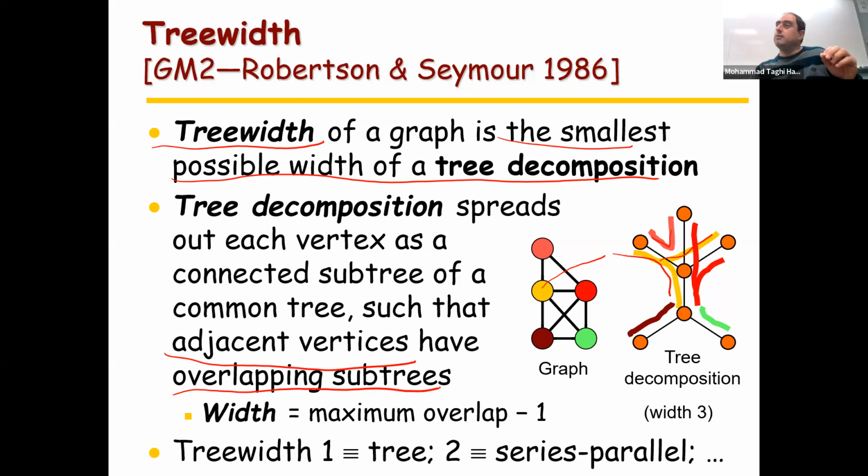If they have overlapping, you can get something similar to metric completion. But if you just want that, then why can't you just use the... You want to minimize the width of it. What is the width of it? The width of it is the maximum overlap minus 1.